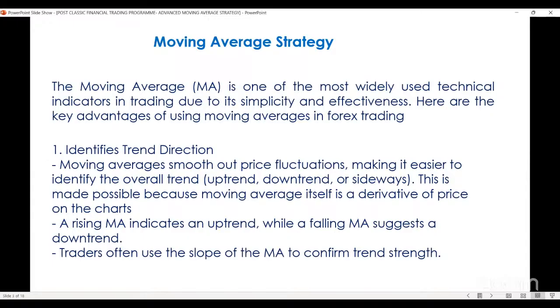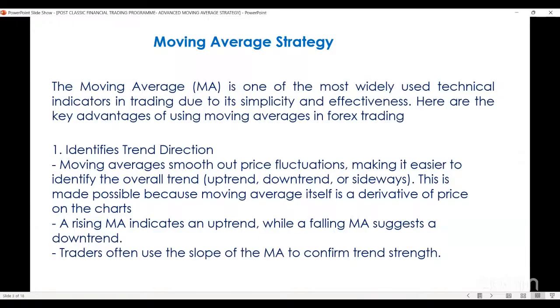Now, what does it do? Basically, it identifies trend. Moving average smooths out price fluctuations, making it easier for us to identify the trend, whether it is going up, down, or sideways. This is made possible because moving average itself is a derivative of price. That means the moving average is derived from price. So a rising moving average will indicate an uptrend.